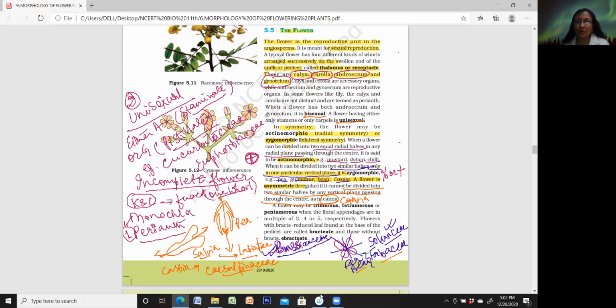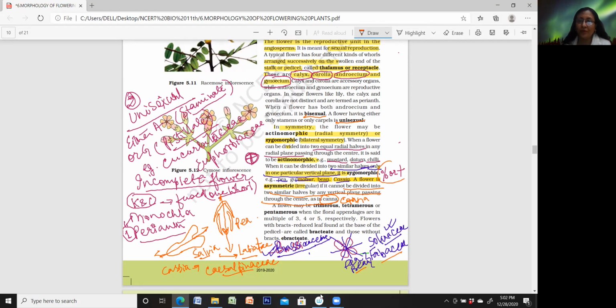So there's no point drawing the diagram of this. No reason we should draw. Only the example is enough. But you should know the symbols. Zygomorphic, I again bring to your notice. This is the symbol, and actinomorphic, this is the symbol: a circle with a plus sign. And zygomorphic, a percentage sign or cross. Because we will be using these symbols.